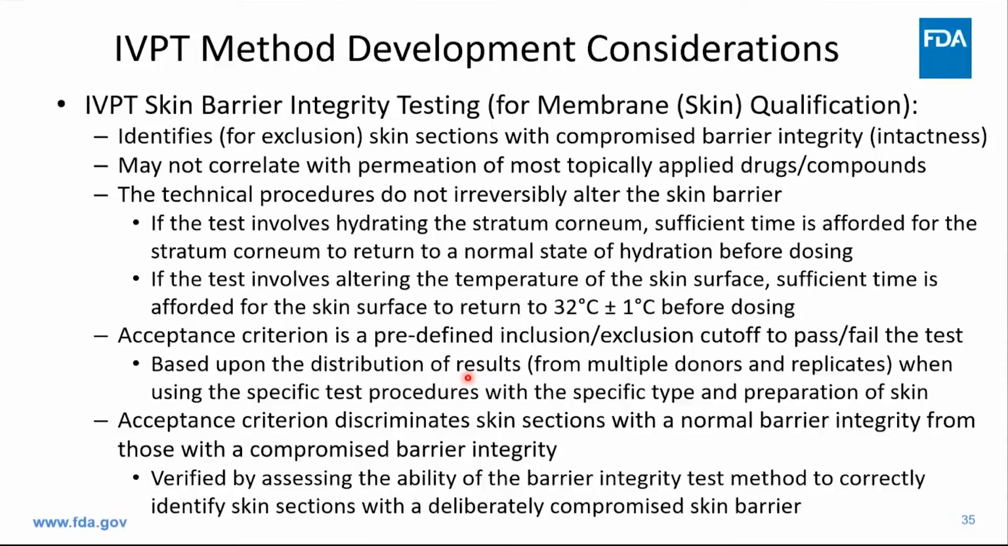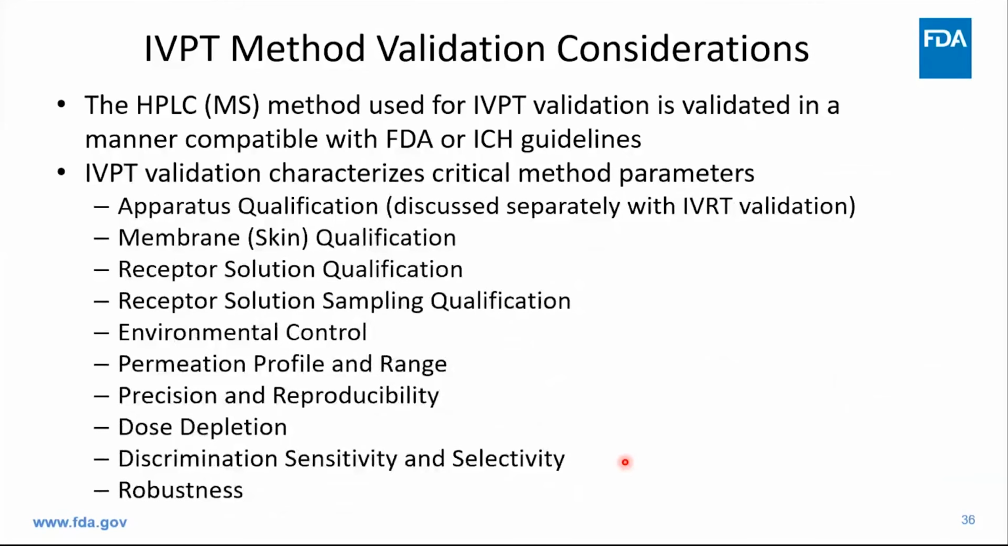The second part is then to validate that by intentionally damaging a piece of skin and measuring it before and after the damage. Before, it passed my barrier integrity test; after it was intentionally and deliberately compromised, it did fail my test. Then I've validated that the conditions of my test and my criteria for acceptance are suitable.